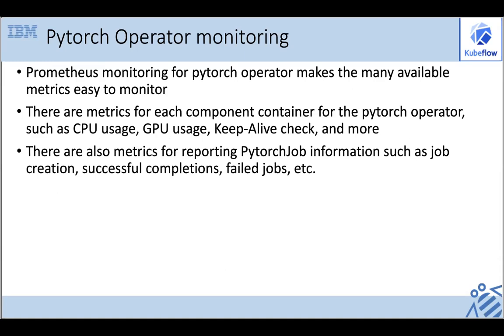So first of all, if we look at metrics for each component container, if you need to know the CPU usage, the GPU usage, you know, how much of your thing is working, keep a live check. There's a few more. I think there's roughly 10 in total. And then there's also metrics for reporting PyTorch job information: job creation, how many successful completions, failed jobs, and anything of that sort.